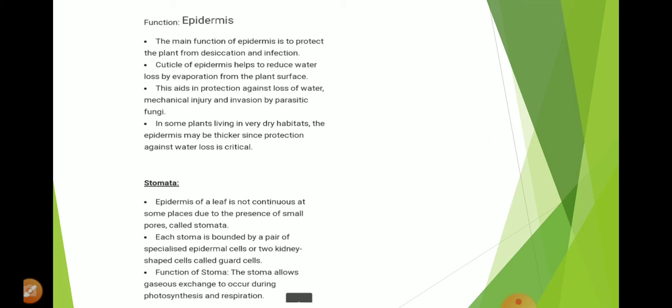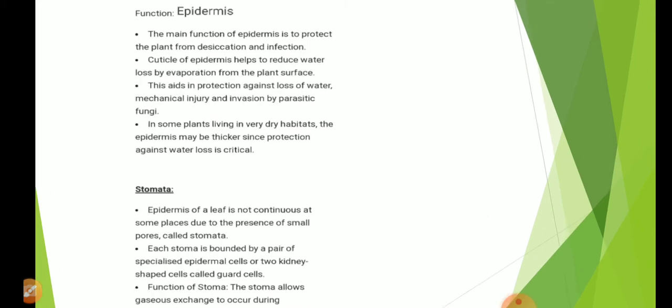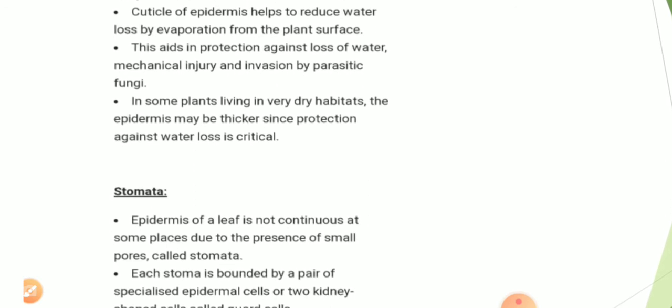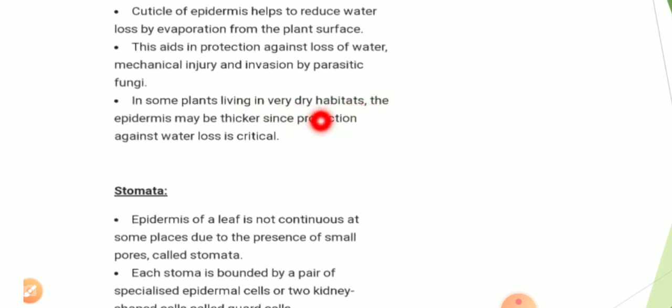So these are some important functions of the epidermal tissue or epidermal cells. But in some plants, in the case of a dry habitat, the epidermis may be thicker because it protects against water loss in a critical manner, since xerophyte plants are already in water-lacking or water-deficient soil, so it is essential there to function as protection of water.